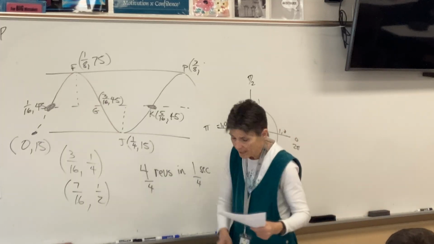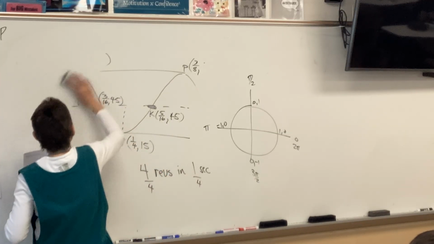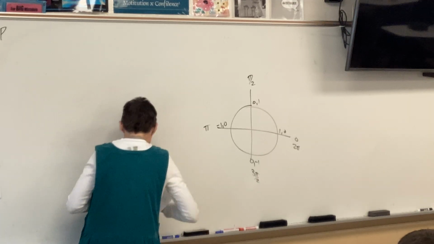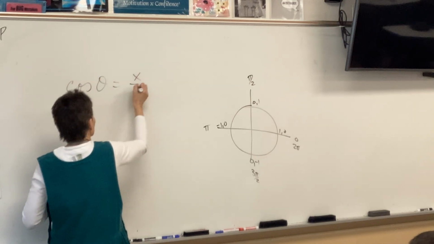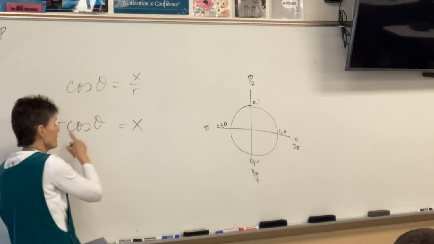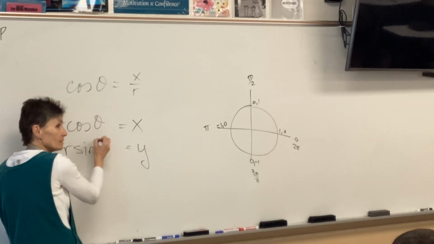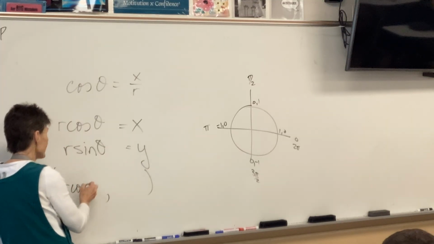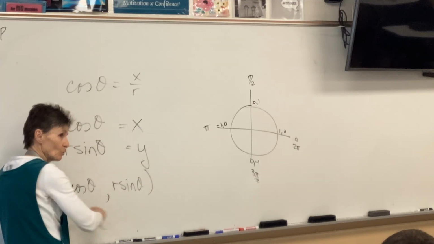Now, for this page, the back of page 1, remember that cosine theta equals x over r. So if you are finding coordinates, x will be r cosine theta, and y will be r sine theta. So your ordered pair, x, y, is r cosine, r sine. This is x, this is y, so that's your ordered pair.